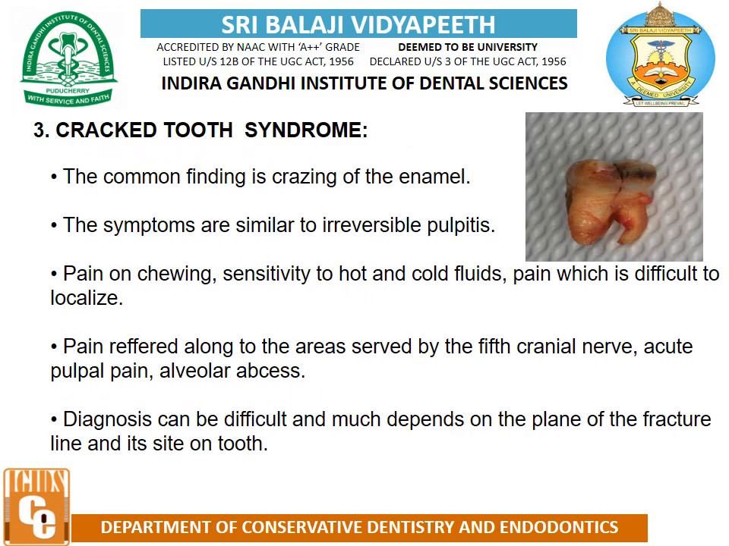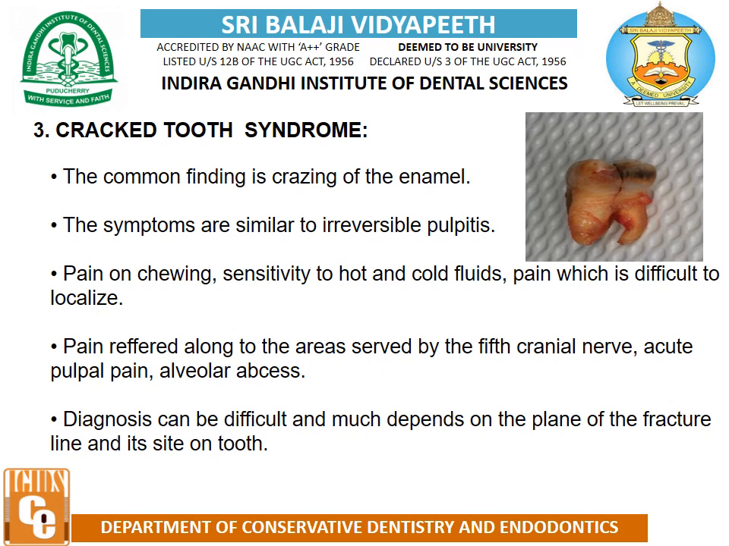Cracked tooth syndrome. The common finding is crazing of the enamel. The symptoms are similar to irreversible pulpitis. Pain on chewing, sensitivity to hot and cold foods, pain which is difficult to localize. Pain referred along the areas served by the fifth cranial nerve, acute pulpal pain, alveolar abscess.